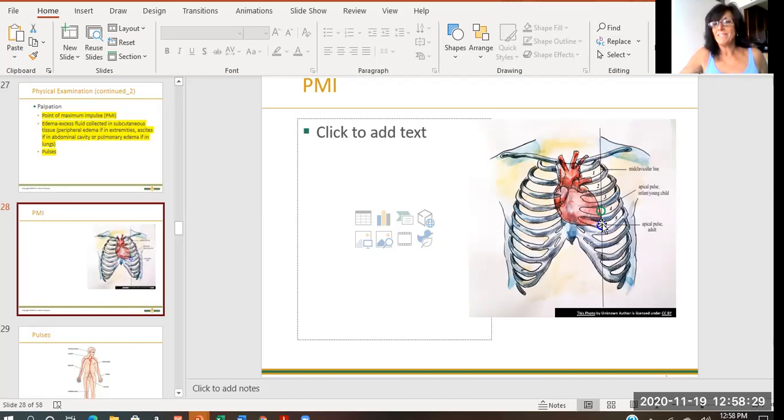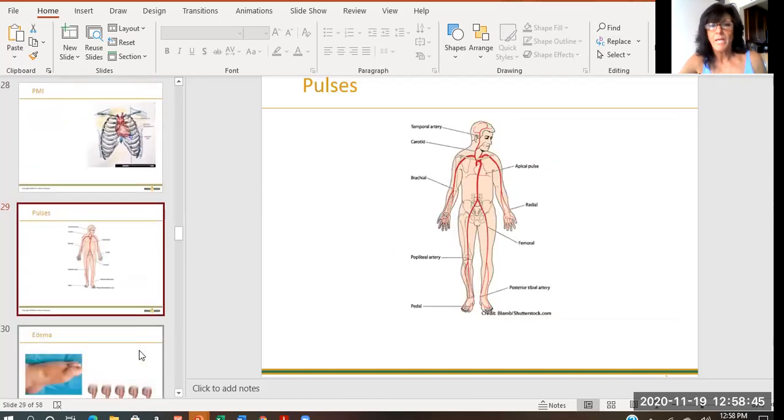So the point of maximum impulse is kind of in the middle, kind of to the left, okay? And you should always, no matter what, the first time you're assessing a patient, listen to the apical heartbeat for one full minute, okay? Here's a diagram of all the pulses in the body. You need to know these, need to know.